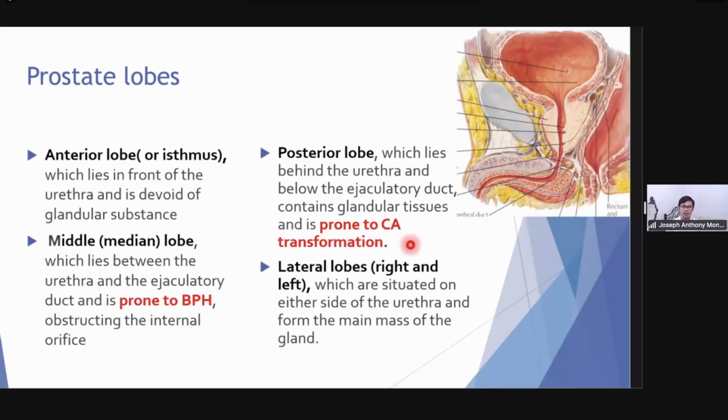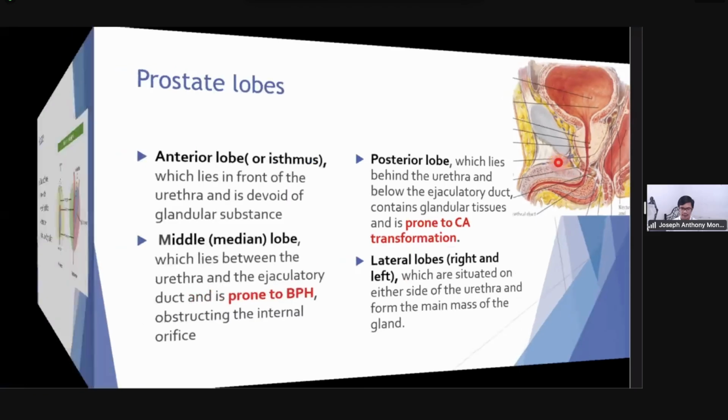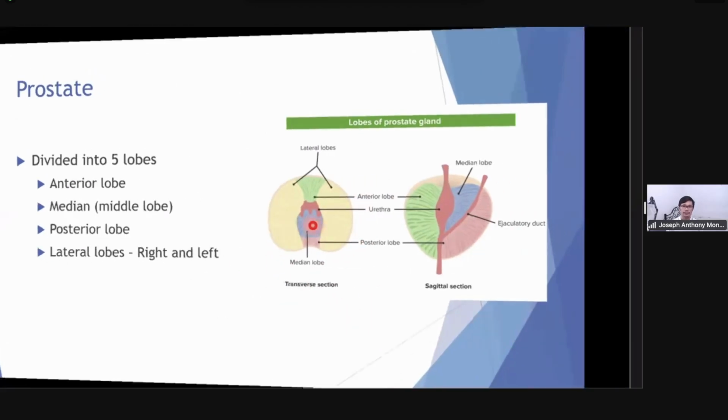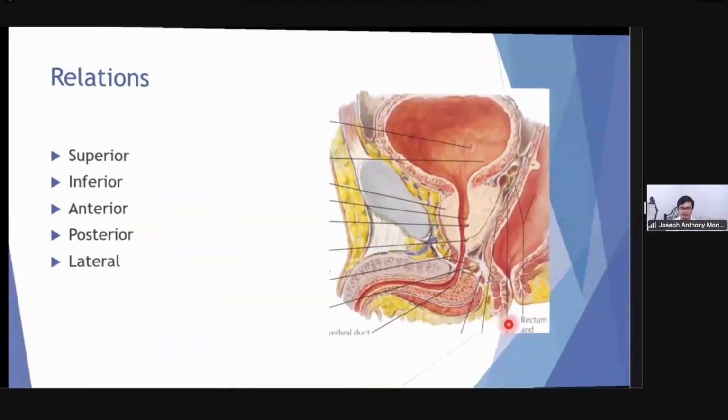Okay? So just a review, don't get confused. The middle lobe is more prone to benign prostatic hyperplasia or gland enlargement. The posterior lobe, which is found in very close proximity to the rectum, will now be prone to cancer transformation. So take note of this. It may come out during your examination. And the lateral lobes are just situated on either side of the prostatic urethra, as described earlier. So this is the lateral lobe, and the majority of the glandular mass is formed by the lateral lobe. Okay, so far so good.